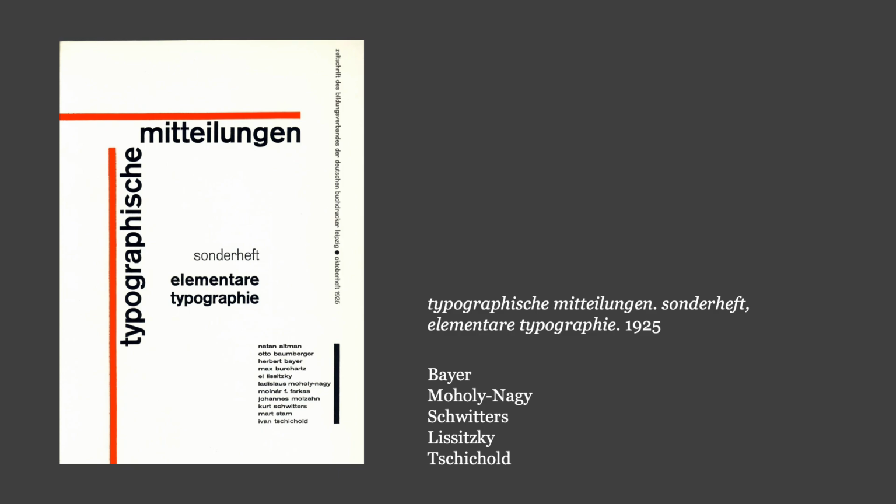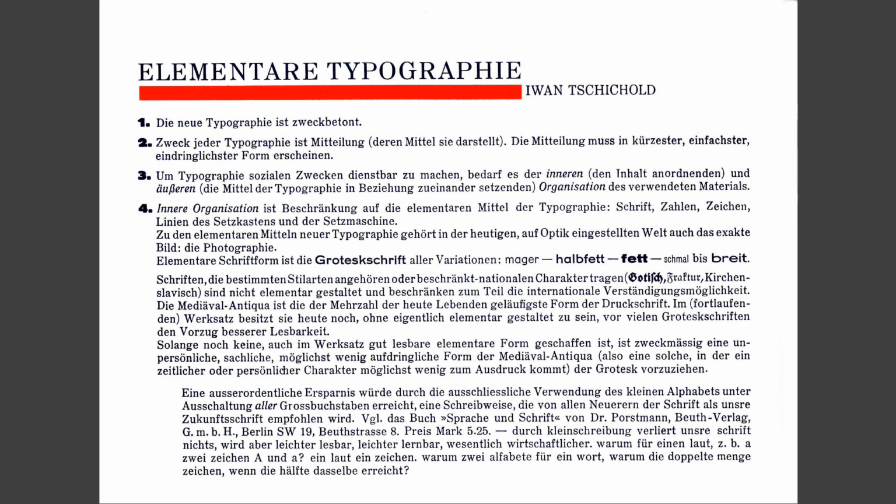There are a number of publications in the 1920s picking up this element, the elementary typography. This is a special issue of a printing journal with contributions by a number of well-known names: Herbert Bayer, Laszlo Moholy-Nagy, Kurt Schwitters, El Lissitzky, and Jan Tschichold, or Ivan as he puts his name there. And here is the contribution to that journal by Ivan Tschichold.